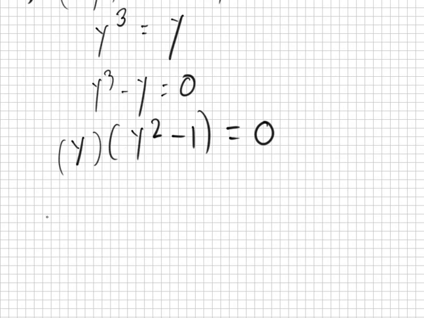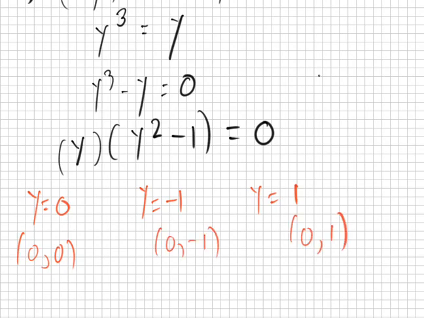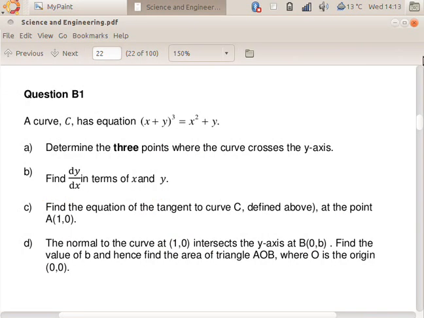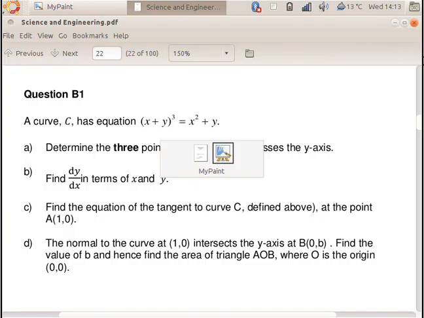y equals 0, and then this is a quadratic that has 2 answers. What are the answers from here? Plus and minus 1, yeah. So they're the 3 points: (0, 0), (0, -1), (0, 1). Not very difficult, really. And that gets you 3 marks.